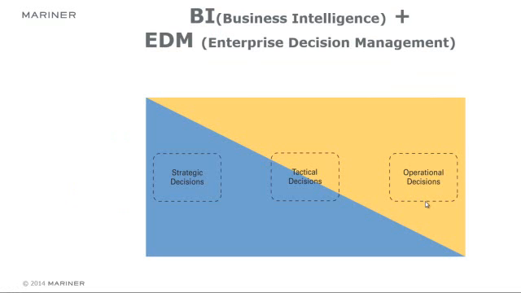Another way to look at the same concept, strategic decisions on the left here, tactical and operational decisions, they're kind of along a spectrum. And on one end of the spectrum, you have enterprise decision management, which helps with automated decision making. And at the other end, you have business intelligence. Most companies that I've worked with typically are using just business intelligence for a huge chunk of even their operational decision making. Now, these work obviously well together as well.